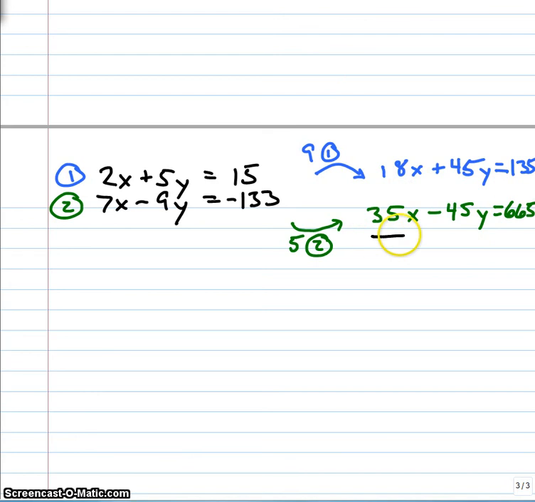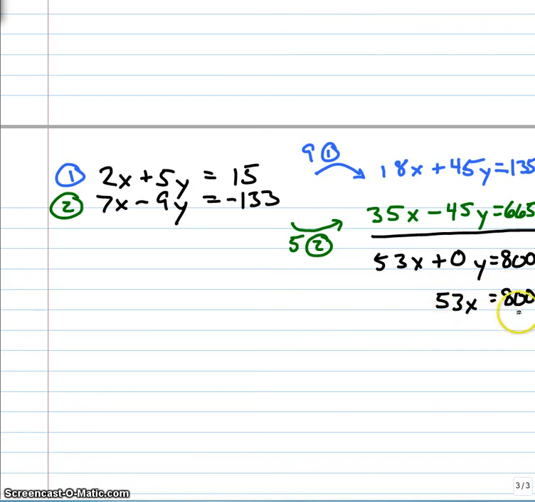And now all I have to do is add these together. So if I add these guys together, I get 53x, plus 0y, or minus 0y, whichever, and then now I get a nice round 800. So now I have 53x is equal to 800, and then if I divide by 53, divide by 53, I get that x is equal to negative 10.